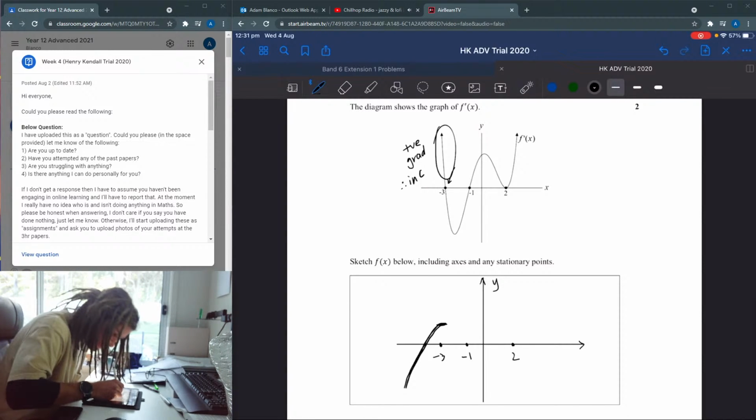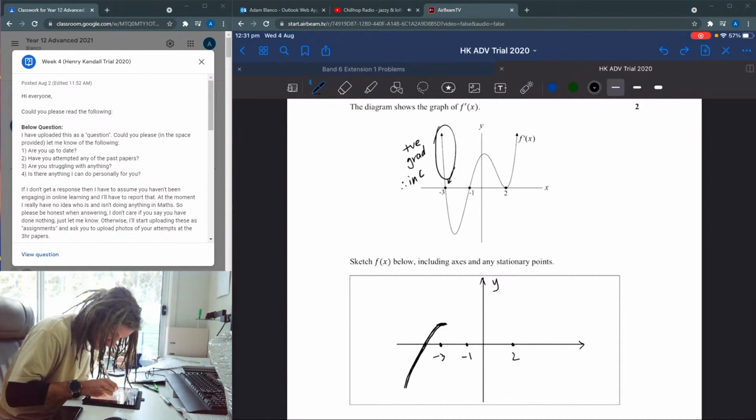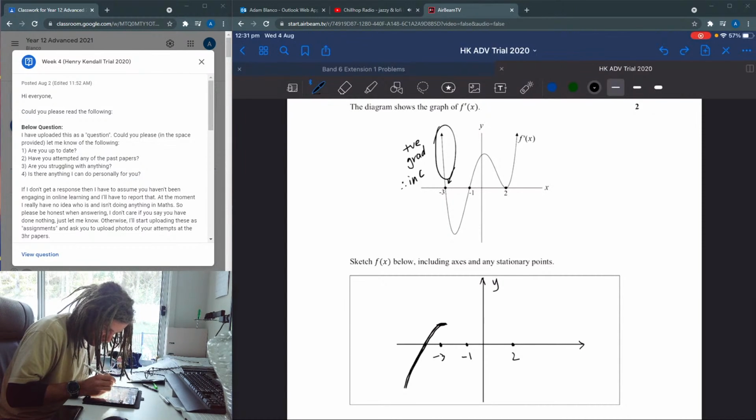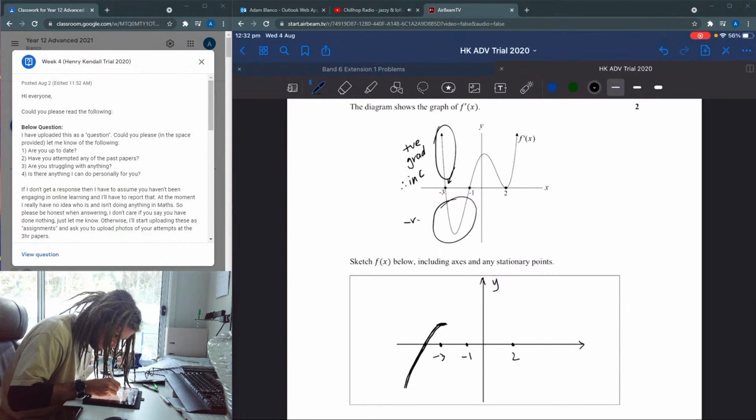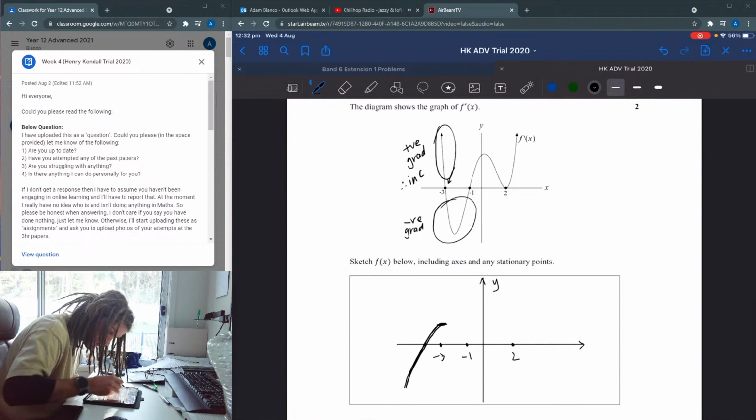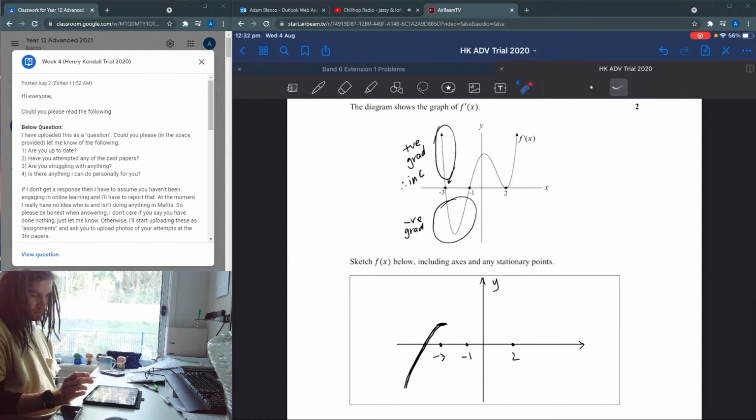Okay, this whole part is below the x-axis. So it's got a negative gradient between there. I need to draw on it. It's got a kind of negative gradient, a really negative gradient, and then a kind of negative gradient. So what does that look like? That tells me point of inflection, I guess.